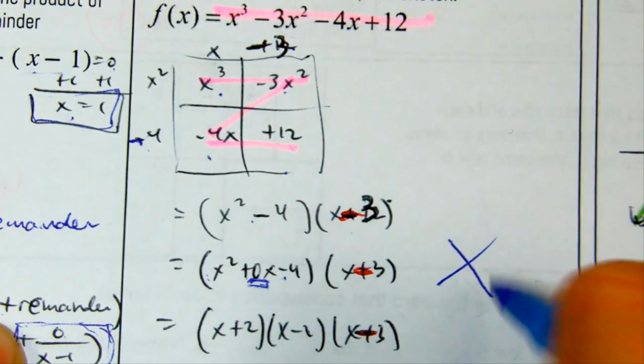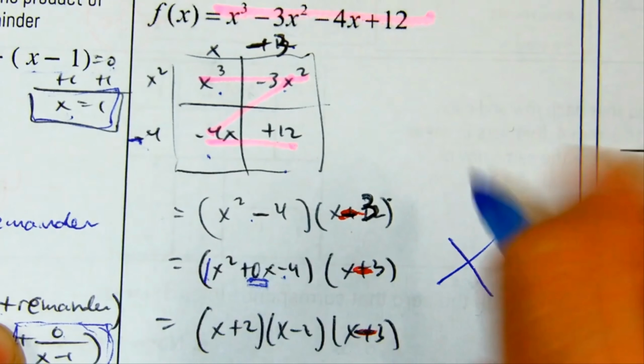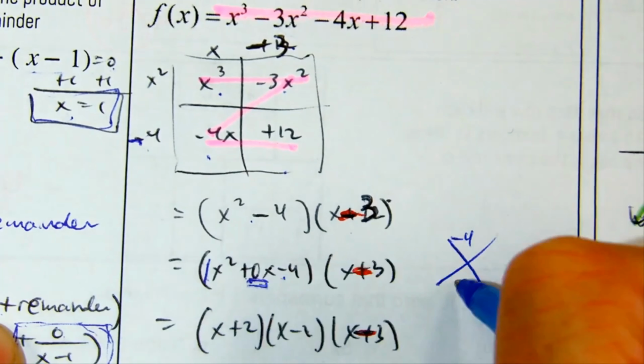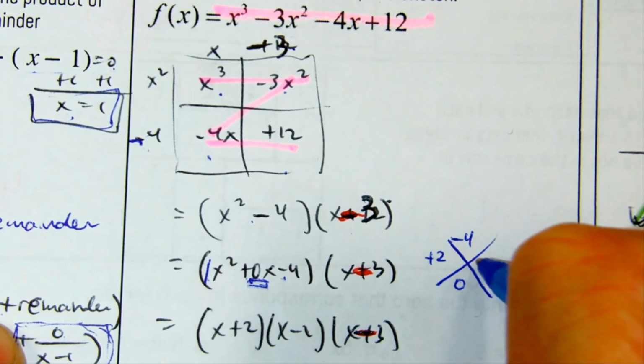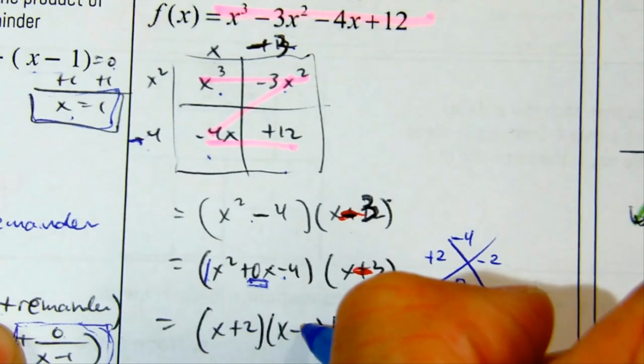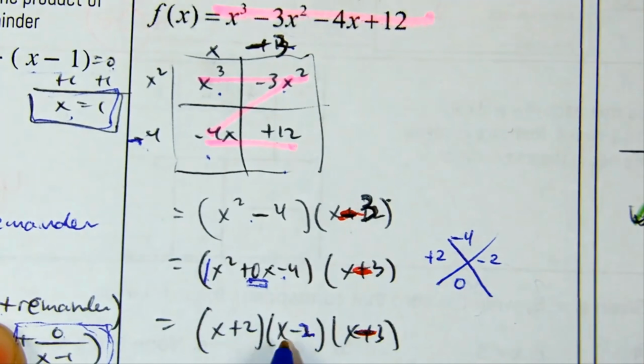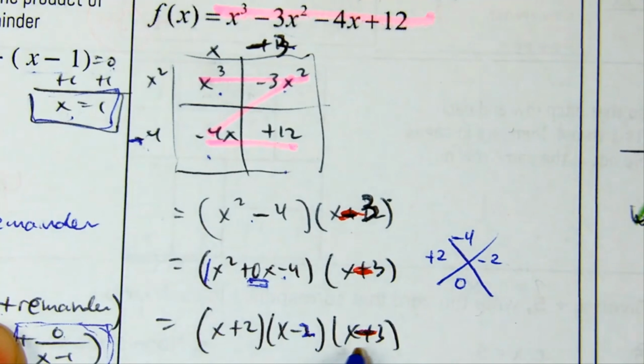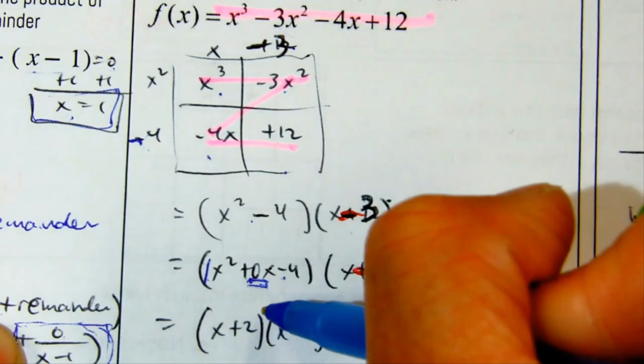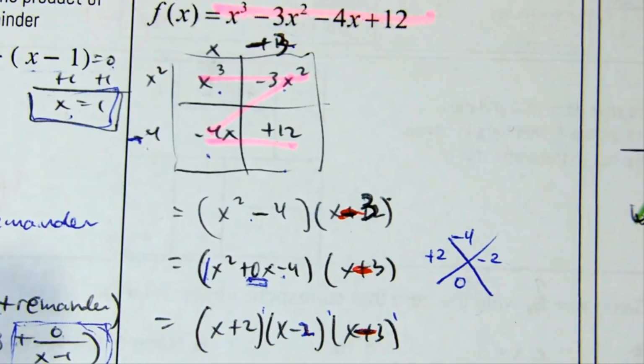And then you can just do a times c is negative 4, b value is 0, and you'll have 2 and negative 2 as your answer. So 2 and negative 2. And this is x minus 3. They call these linear factorization. They're all to the first power. So that is how you factor.